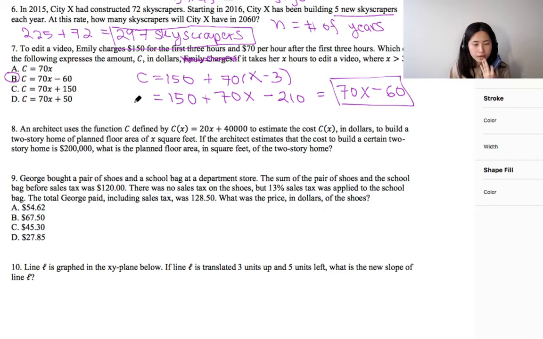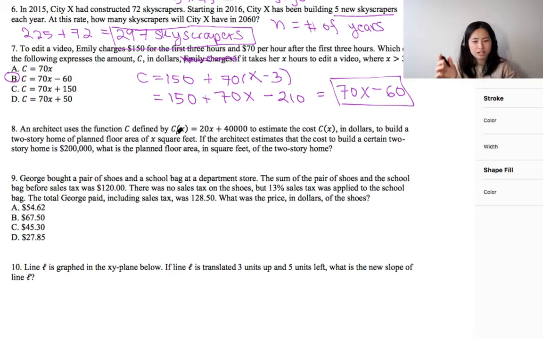Okay, so for number 8, it says an architect uses the function C defined by C of x equals 20x plus 40,000 to estimate the cost in dollars to build a 2-story home of planned floor area of x square feet. If the architect estimates that the cost to build a certain 2-story home is $200,000, what is the planned floor area in square feet of the 2-story home?